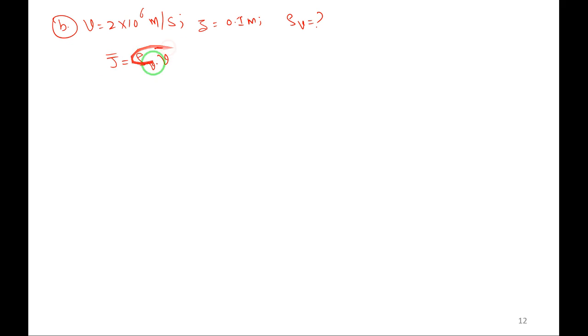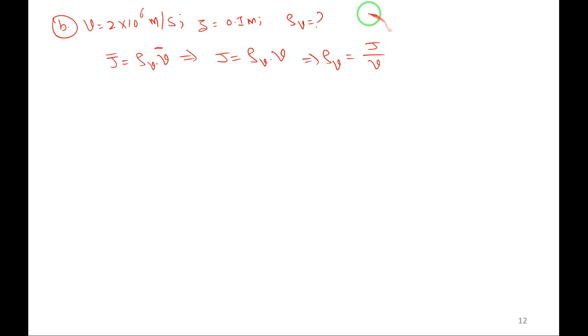It is in terms of vector, but V is given in magnitude. So I will not concentrate, just take the magnitude on both the sides. So J is equal to rho V into V. Just I am taking the magnitudes. I can write this. So what is asked? Rho V is asked. So rho V is equal to J divided by V. Okay, what is J?